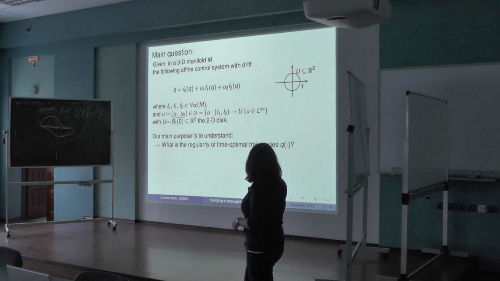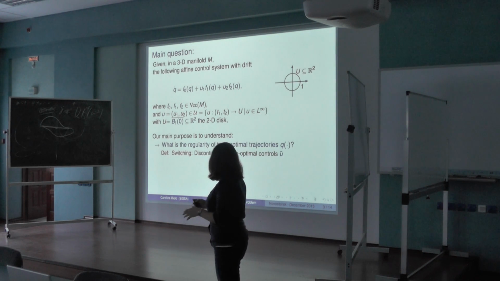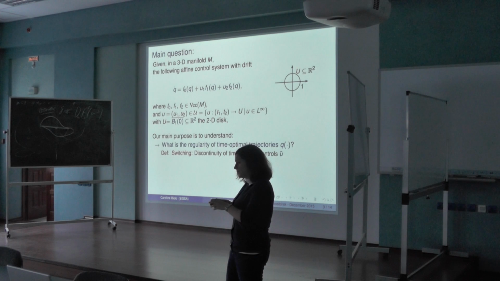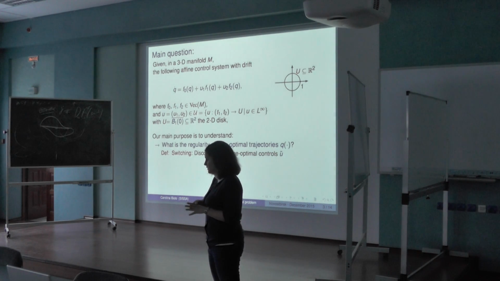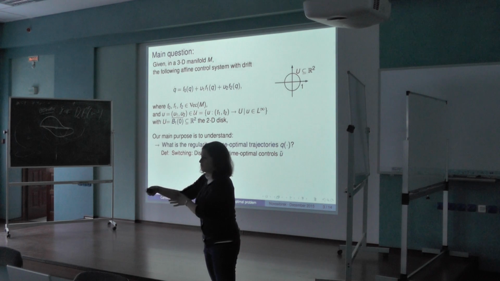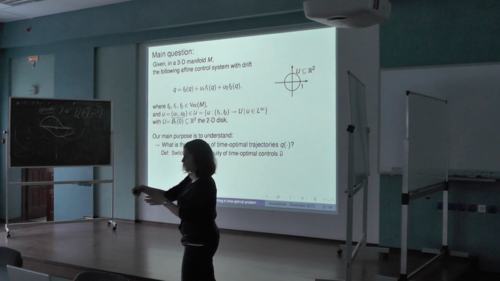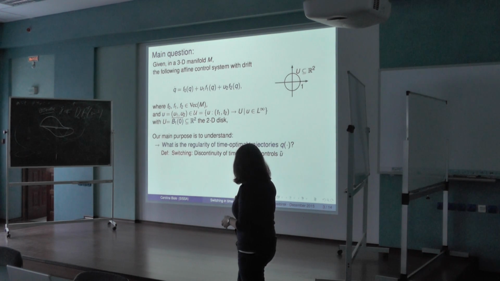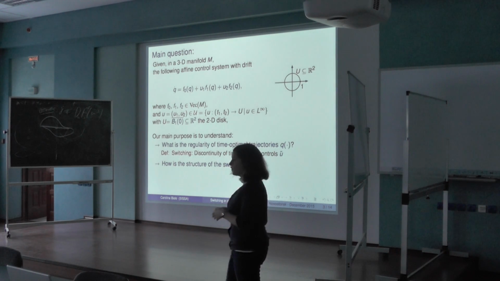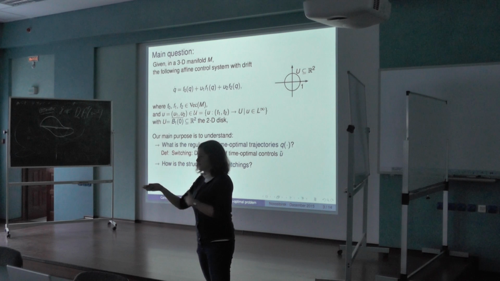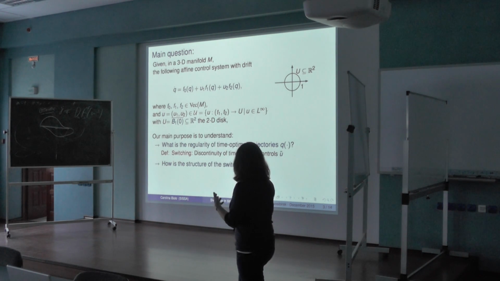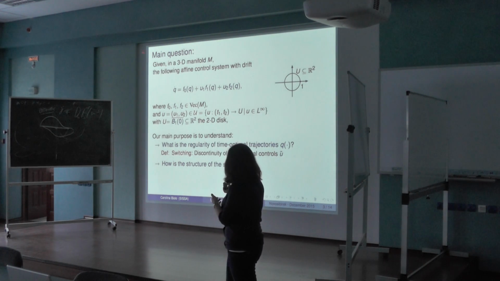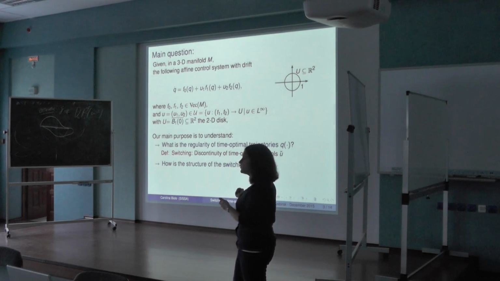Considering as a definition that a switching is a discontinuity of the optimal control, it means that our optimal trajectory has a behavior that changes in a drastic way the direction. That is the switching point, in which we have a discontinuity of the optimal control, and we want to understand what the structure of these switchings is. That's the meaning of the title of this seminar. We're studying switchings, this kind of phenomenon, in time-optimal problems for the three-dimensional case with two-dimensional control.